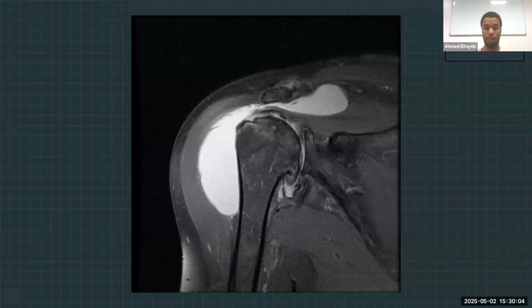And an important buzzword you should know is painful arc of abduction. So a patient will come complaining of frozen shoulder, and there's a certain angle, I'm not sure of the angle, it wasn't mentioned, I think between 60 and 120. Probably, yeah. Between 60 and 120 degrees, they're not able to abduct, or it's very painful.